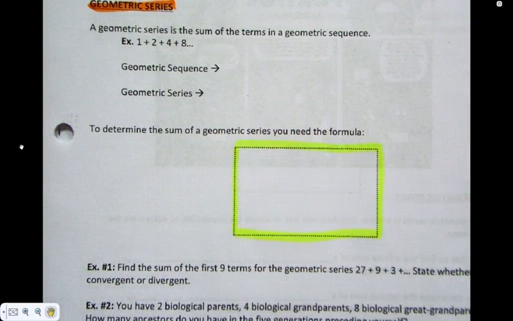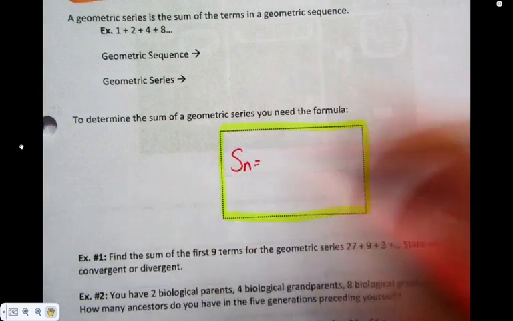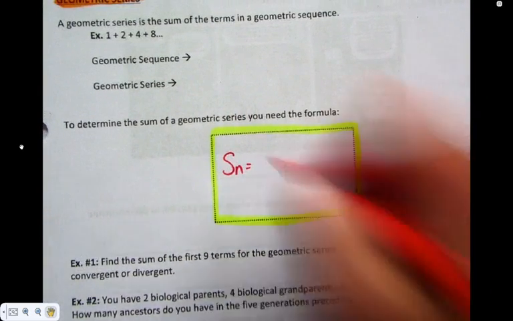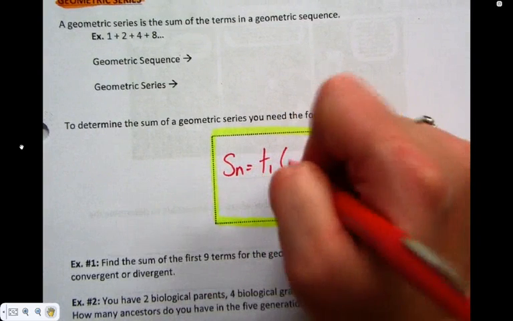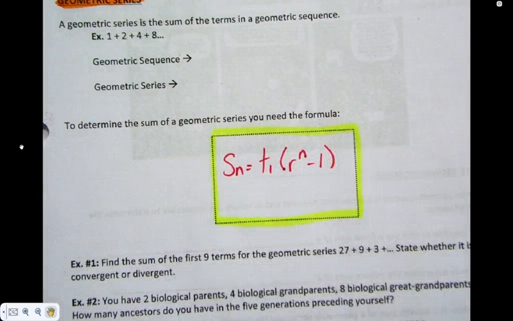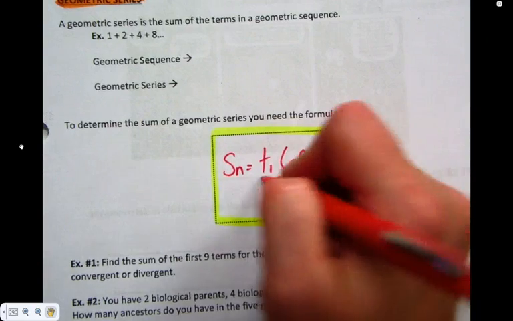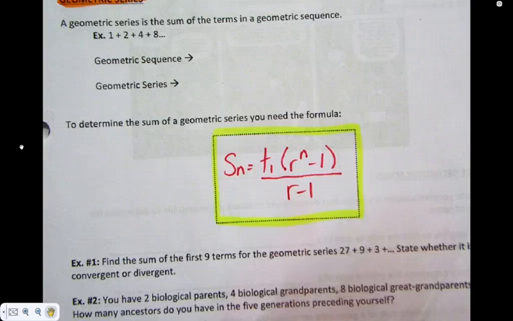To find the sum of a geometric series, you need the formula Sn equals T1, open bracket, r to the n, and then minus 1 down in the main formula, not part of the exponent. Close bracket. Oh, but that's just the numerator. On the bottom, there's an r minus 1.